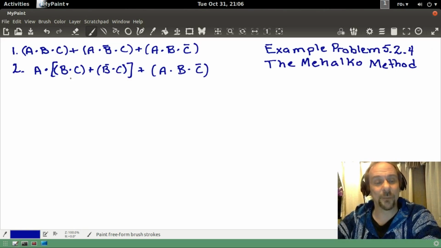Now you can see when we distribute this out, and we'll pull the C's out, we get a happy C. The C's collapse, leaving a B or not B, which collapses into a 1, and so on.